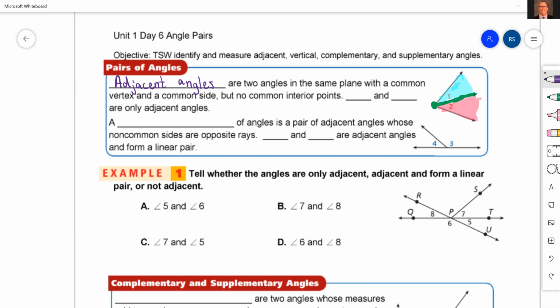So in this case, we can say angles 1 and 2 are only adjacent angles. They share a common vertex and a common side.